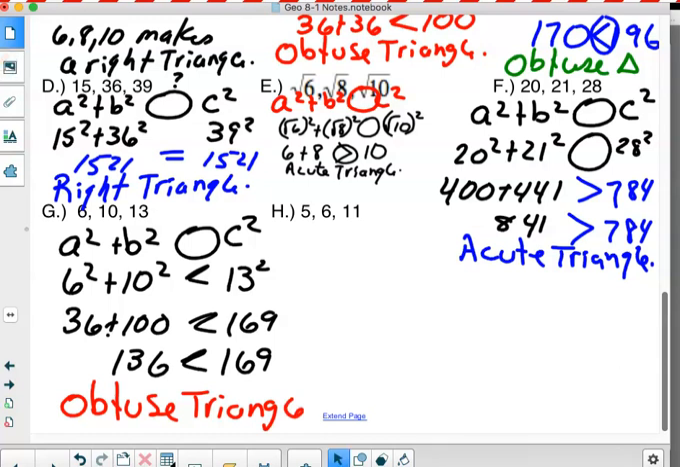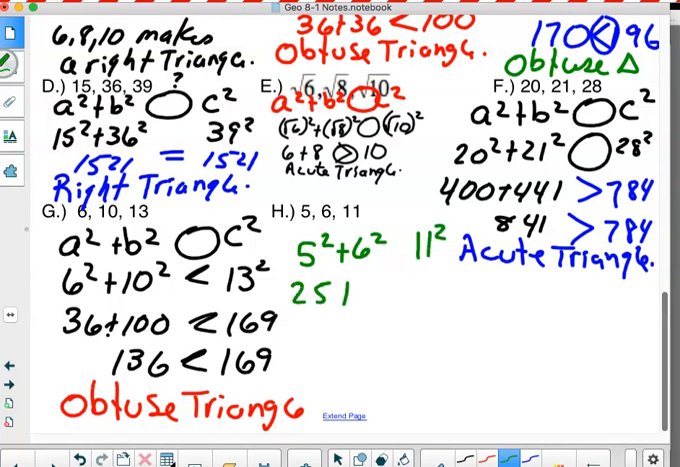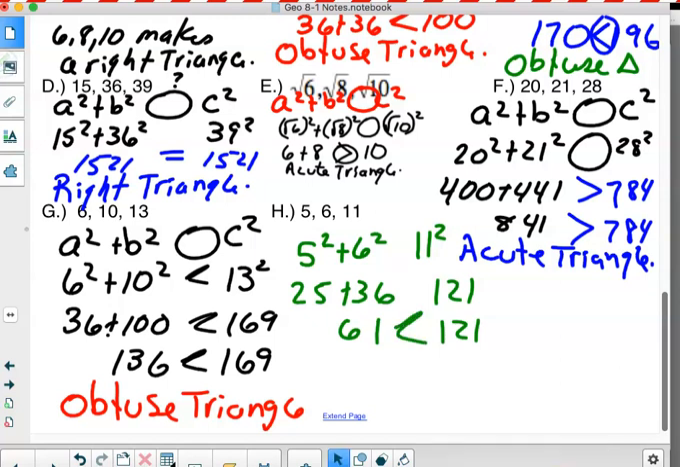Last one. Okay, our last one. Let's do some green on that one. So I've got 5 squared plus 6 squared and 11 squared. 25 plus 36, 121. That's going to be 61, 121. And this is obtuse, but wait, I forgot a step. Is it going to be a triangle? Because the two smaller sides need to be bigger than the longest side when they add together. 5 plus 6 is not greater than 11.